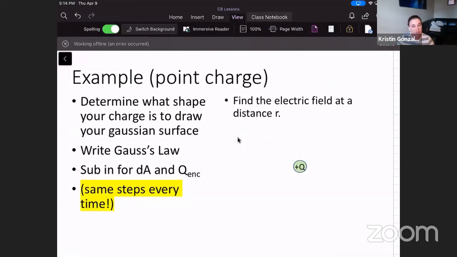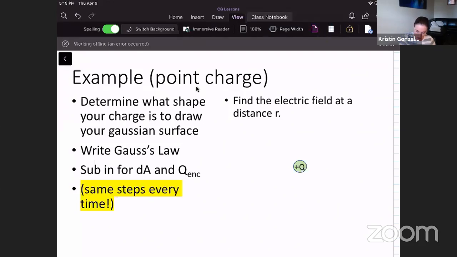First thing we have to do, and here's our steps on how we apply Gauss's law, and it's the same all the time. Every time you're working a problem with Gauss's law, you solve it the same way. The first thing you want to look at is, what is the shape of your charge? Because that's what you're going to use to choose your Gaussian surface. Remember, your Gaussian surface is that region of space that we're going to enclose our charge in.